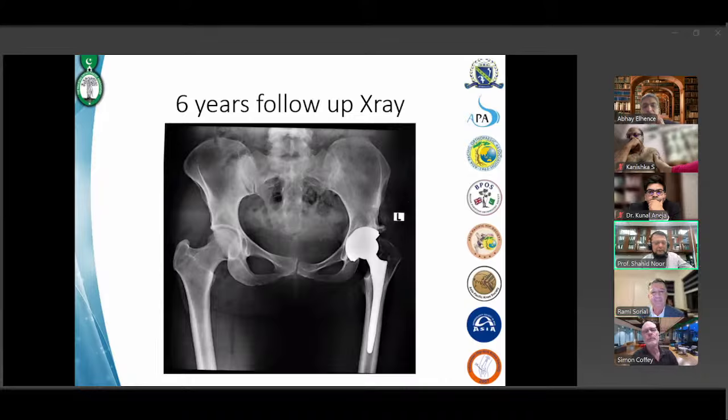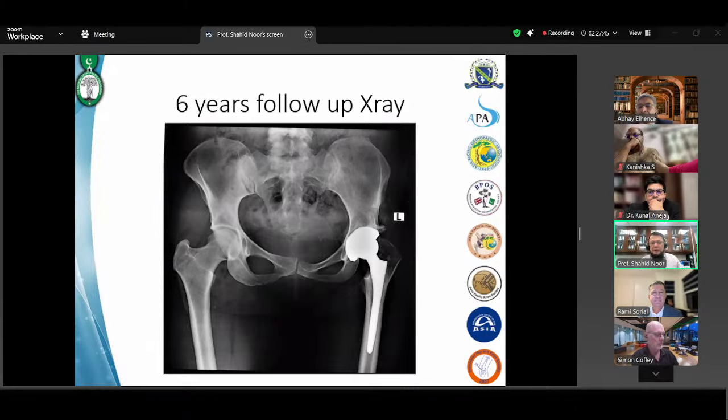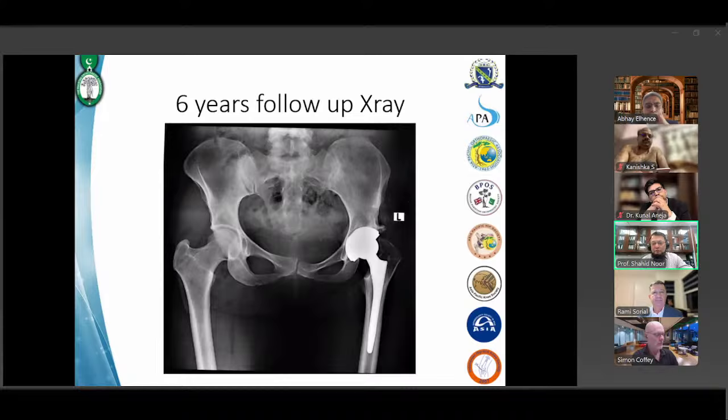Fine. For the participants, there are always more than one way of dealing with a problem. And it depends on your experience, availability of implant, affordability. In many countries, including Pakistan, you don't have the luxury of modular neck. So controlling the offset might require a varus stem.